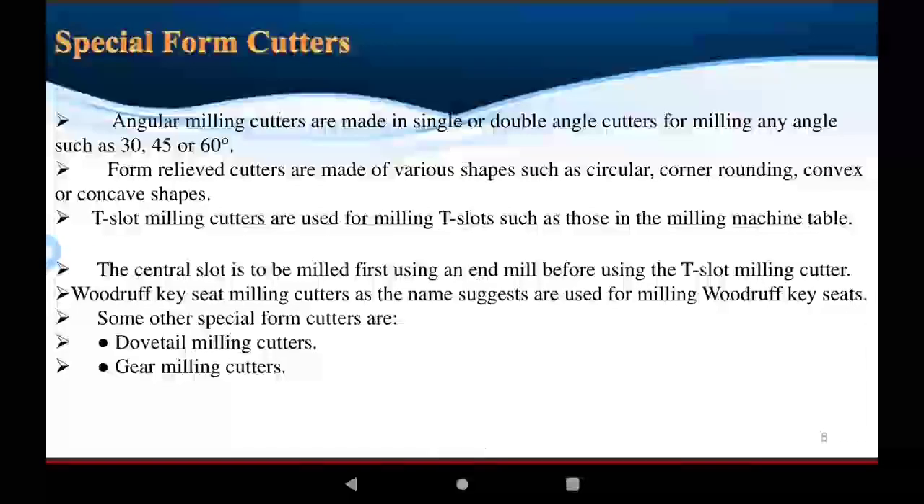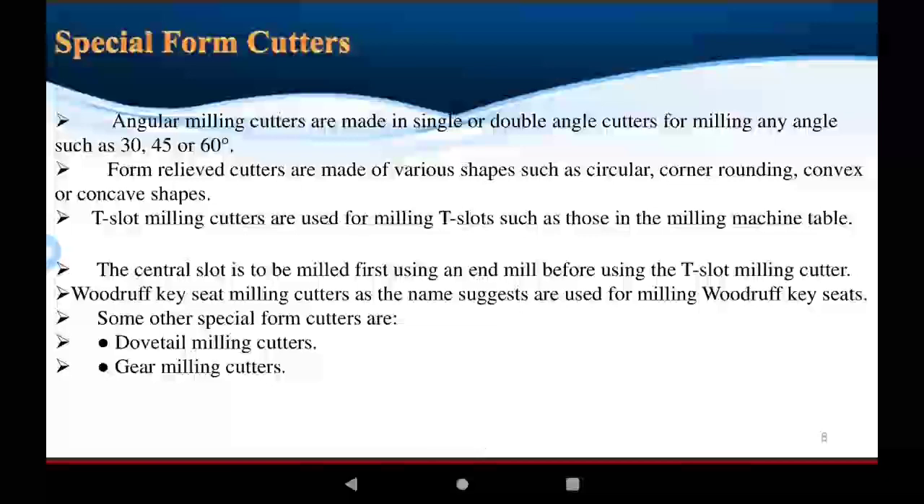The special form of cutters, the angular milling cutters, are made in single or double angles, okay. For the single angle cutter, one side is the straight side and the other is the surface side, okay. And the double angle cutters are for milling angles such as 30 degrees, 45 degrees, and 60 degrees, for cutting operations, okay.